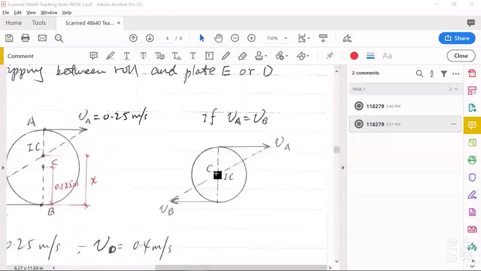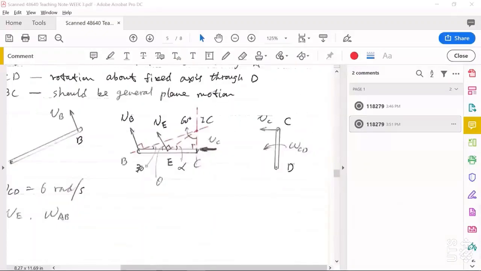Of course, this axis is not a physically fixed axis, but just a virtual fixed axis.